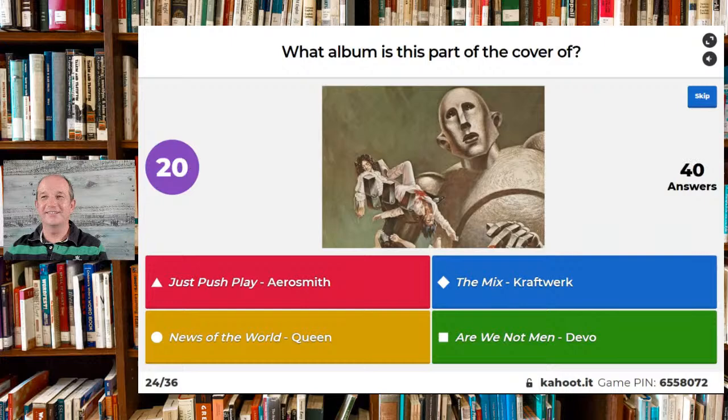All right. So anyone know? Anyone, I'm sure, want to take a guess what that's the album cover to? Is it Aerosmith, Kraftwerk, Queen, or Devo? What are we reckoning? Last question of the picture round. Time's running out. Let's see. And the answer is News of the World by Queen.